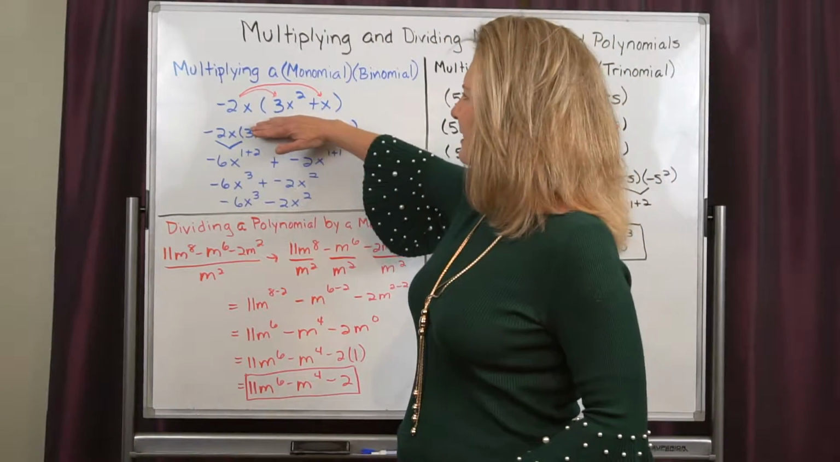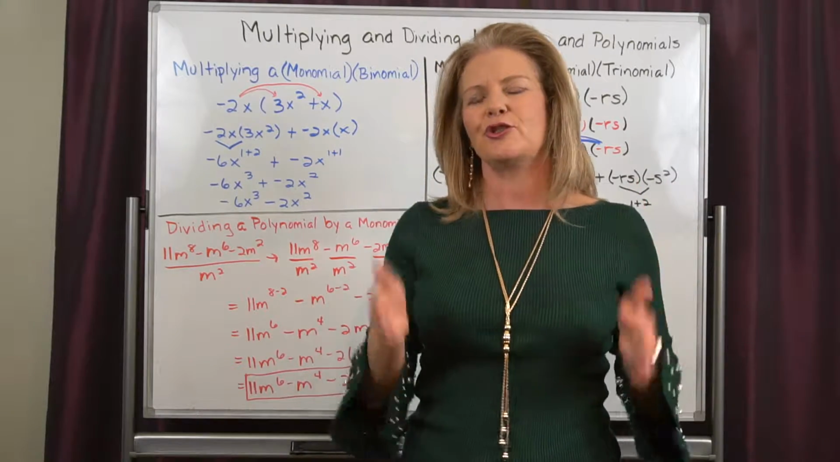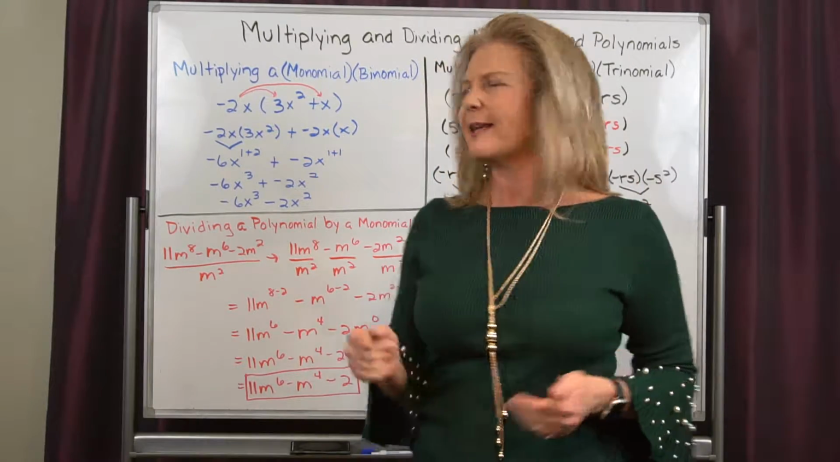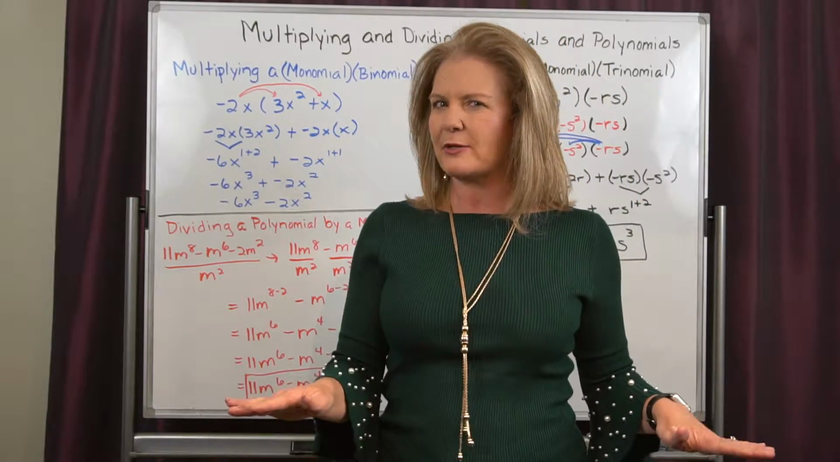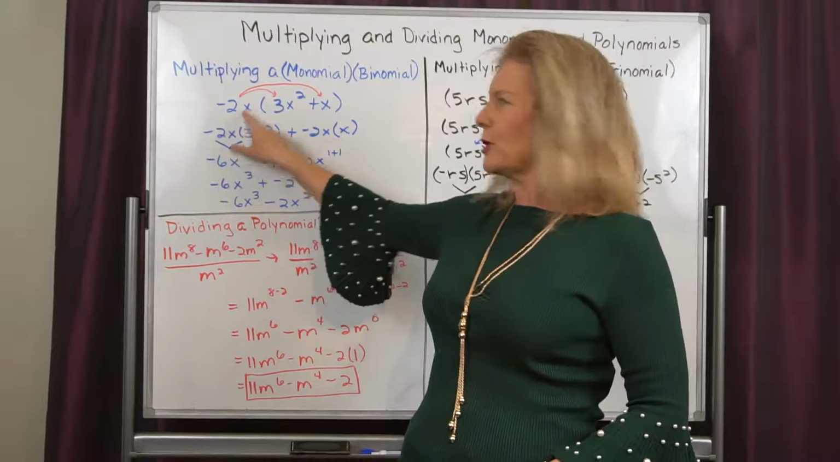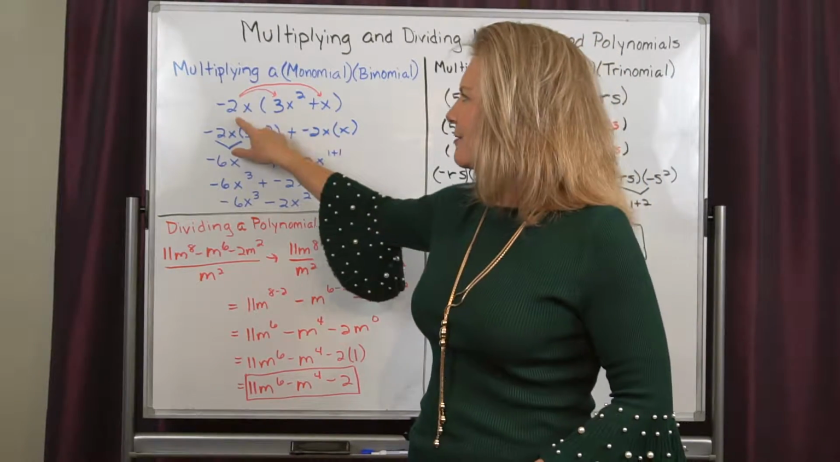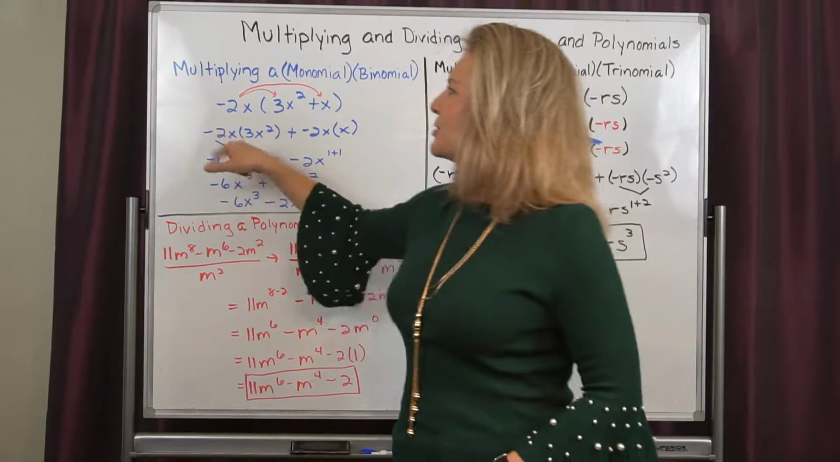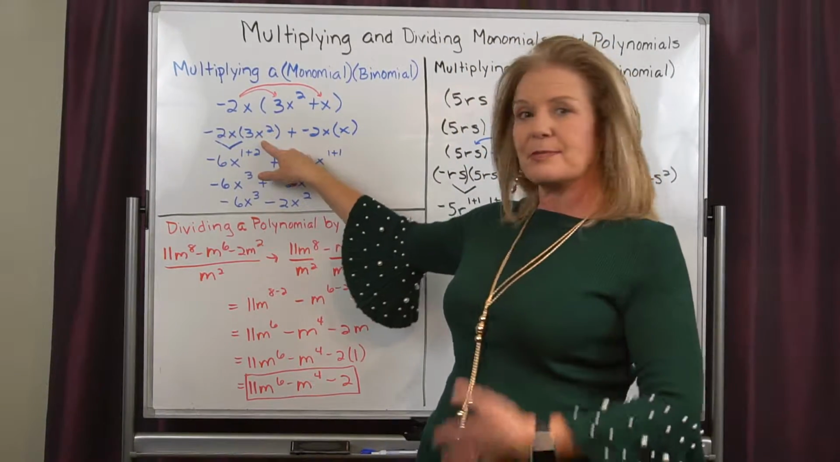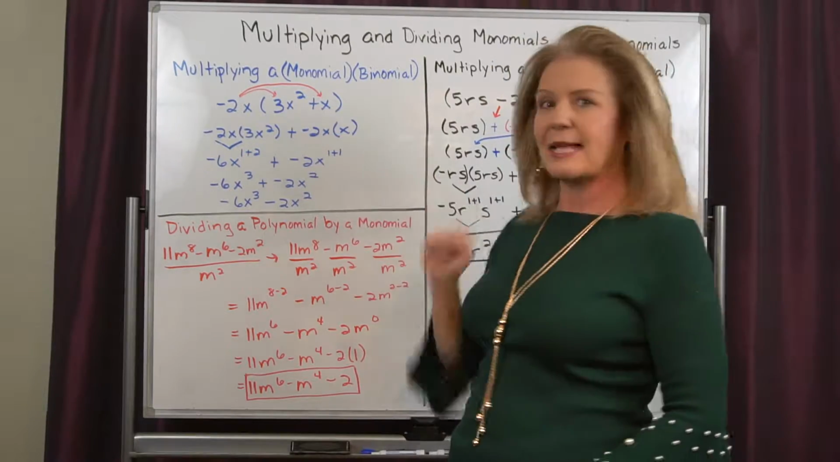If you take a look at this, guess what? You have always been doing this. This is just the distributive property. So don't do anything different than what you've done before. If I have this, remember it's the outside number times the first. You keep that addition the same and the outside number times the second. So you can see I have negative 2x times 3x squared plus negative 2x times x.